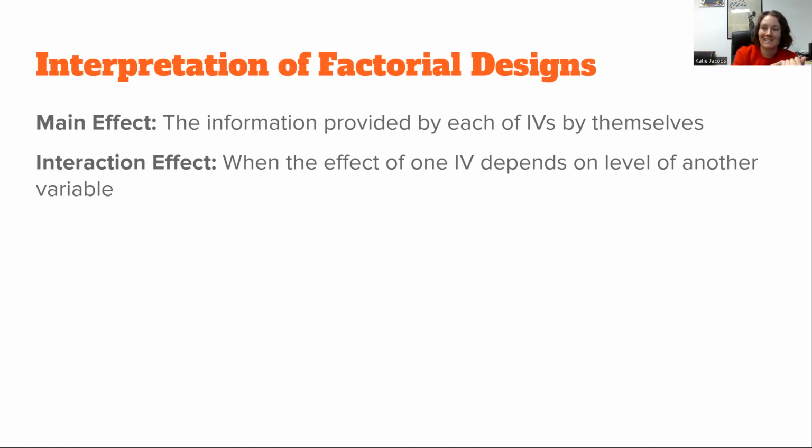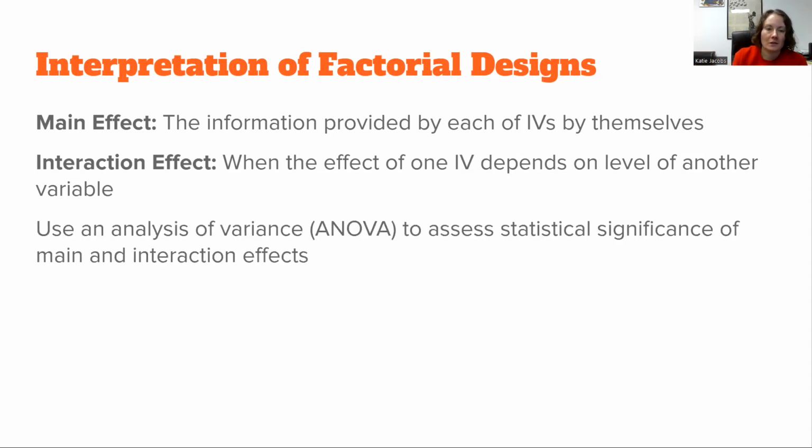In the interaction effect, when we're doing that type of ANOVA, a factorial ANOVA, we're going to be comparing each of those individual groups to see if there's a significant difference somewhere in there. So again, we're going to use an analysis of variance, or an ANOVA, to assess the statistical significance of main and interaction effects. Specifically, we'll be using a factorial ANOVA.